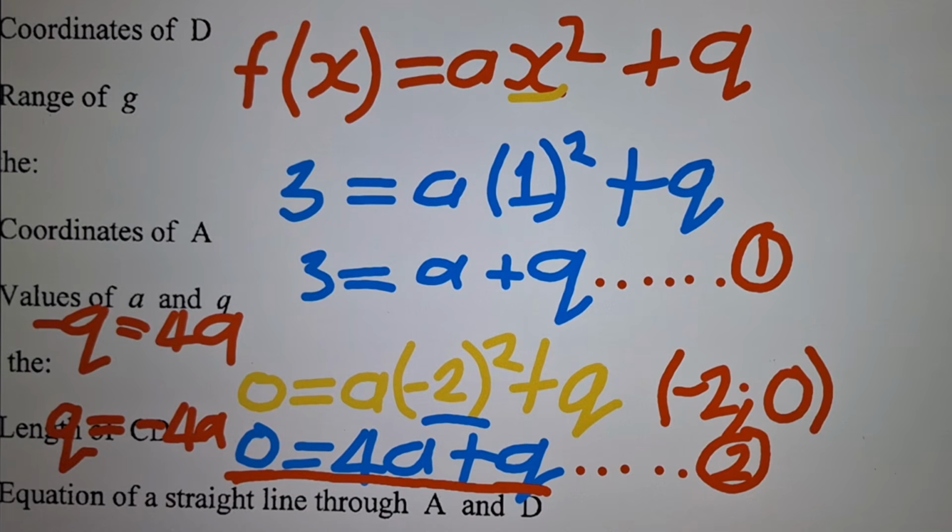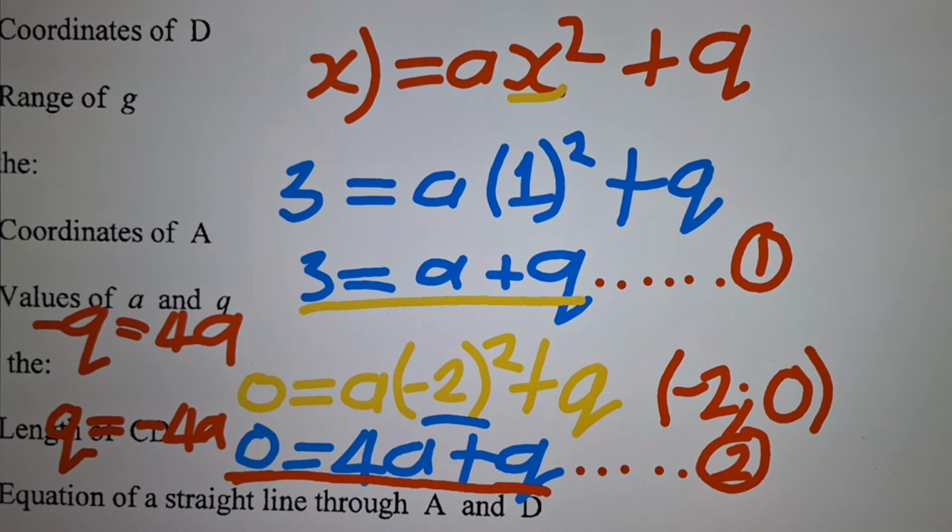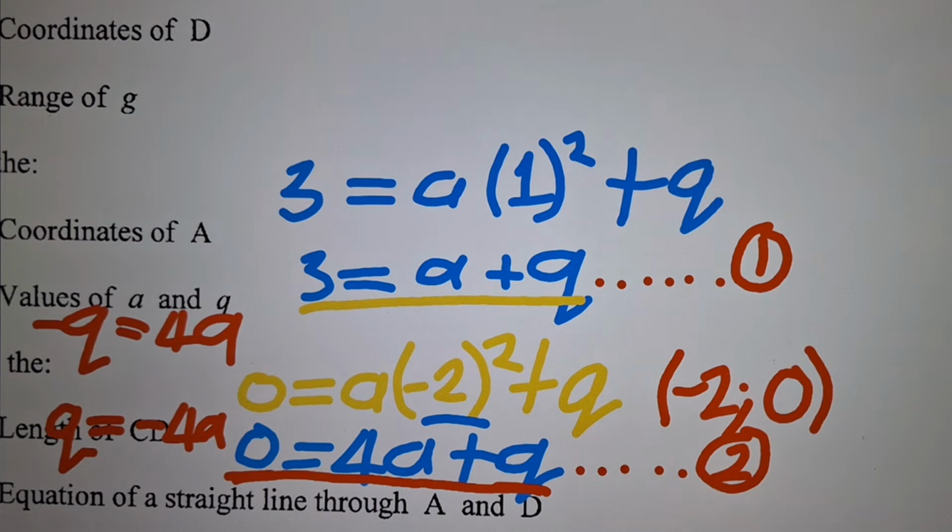Then if we say q is equal to negative 4a, we can substitute into our equation 1. Don't forget, this one: 3 equals a plus q. So now that we substitute, how are we going to do it? Let me rub off some so that I can write it. Equation 1, 3 equals a plus, and in the place of q, since q is equal to negative 4a, we write what?